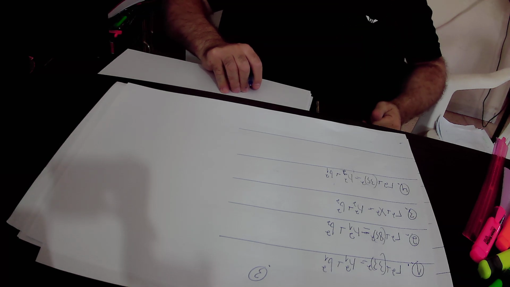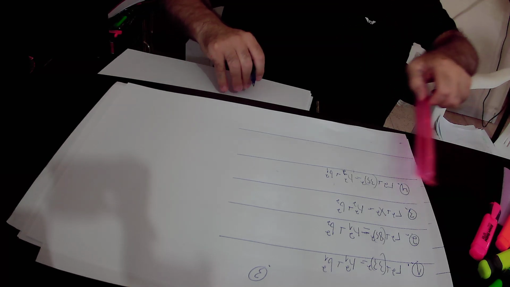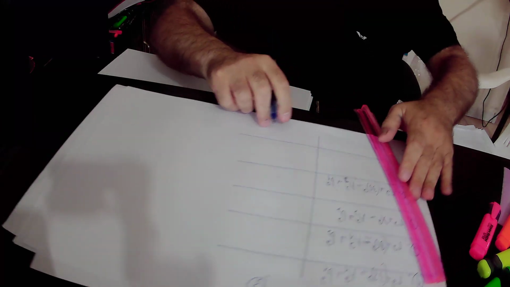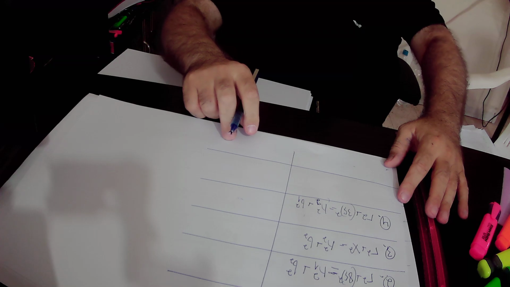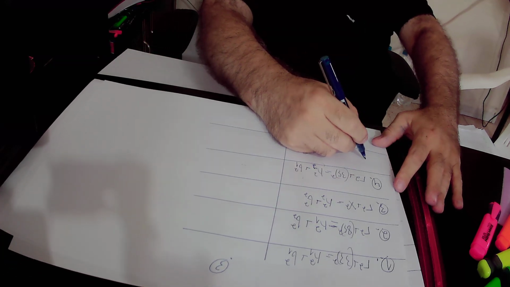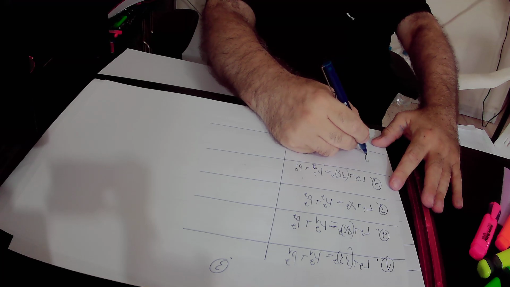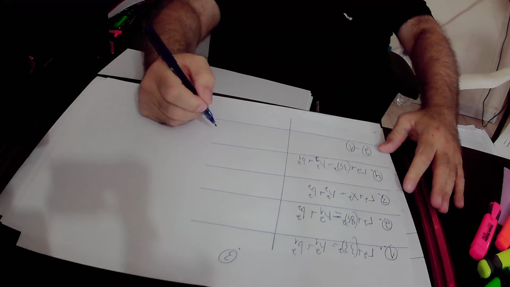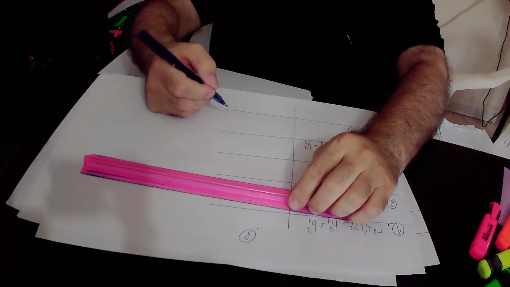Okay, so in the next step, we subtract equation number 1 from equation number 2, which is 2 minus 1. In this way, we create equation number 5.